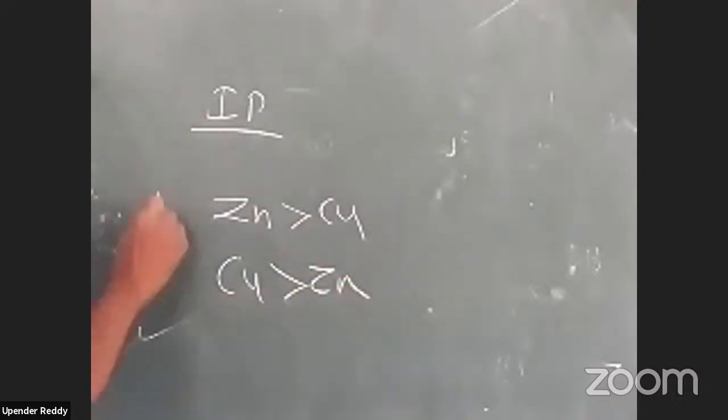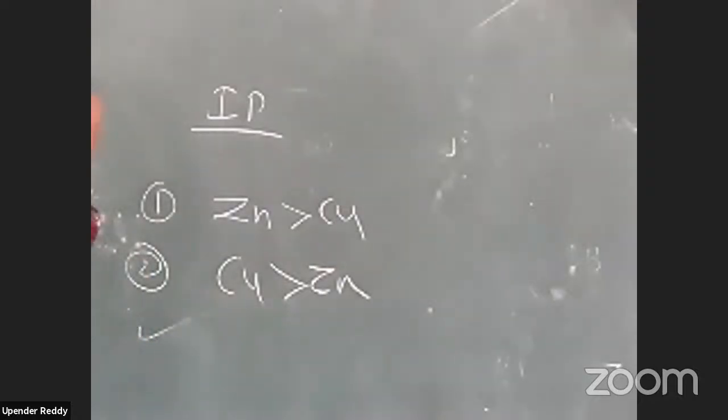Which is correct? Which is correct here? 2. Copper, zinc. Copper has more electronegativity. Ionization potential. Zinc. No.